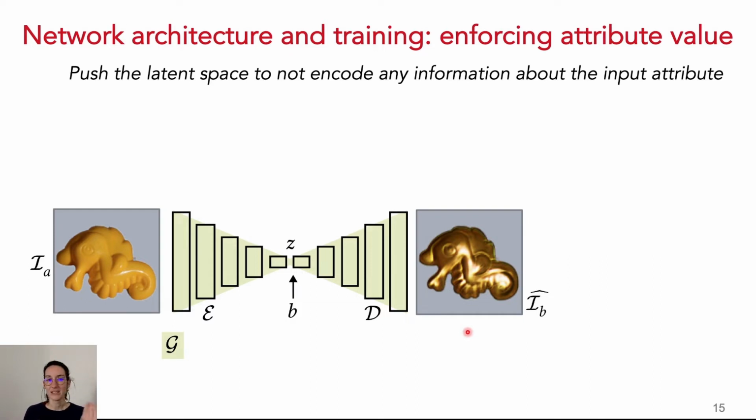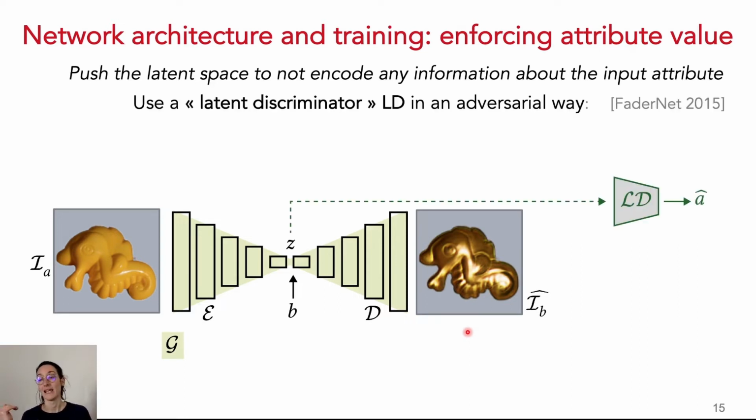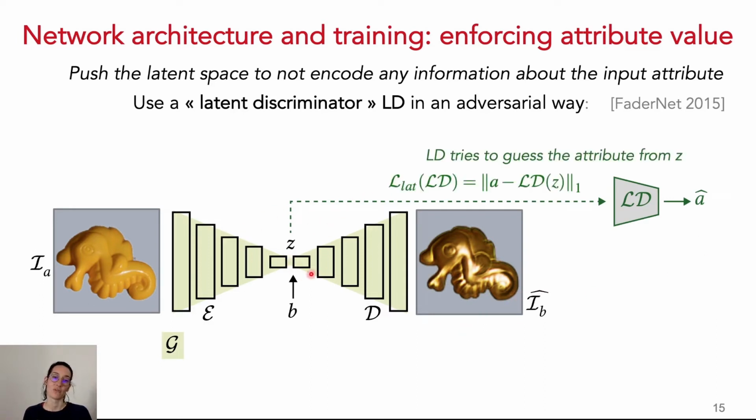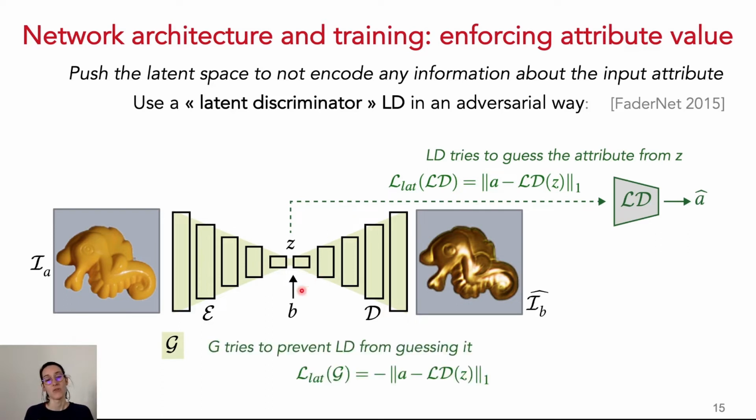Well, how can we manage to do so? How can we achieve this? We will add to our network a latent discriminator, whose goal will be to predict the attribute of the image, looking only at its latent code representation. Now, the goal of the generator will be to prevent the latent discriminator from being able to guess the attribute from the latent code. So if those two are trained correctly, our generator will learn to encode the image in such a way that it does not contain any information about the input attribute.